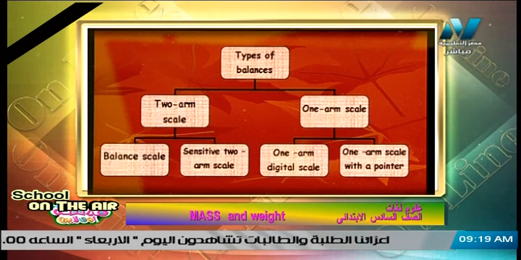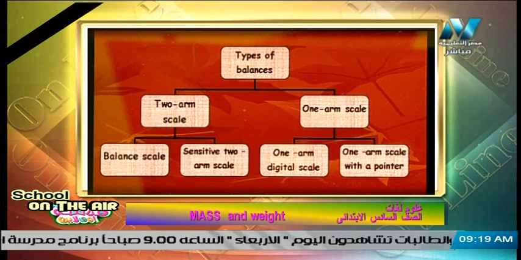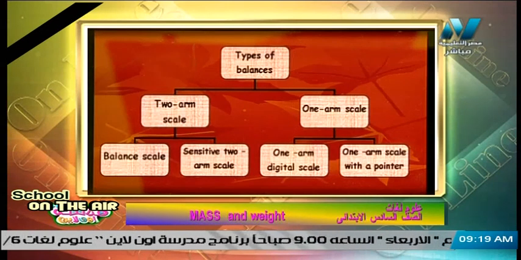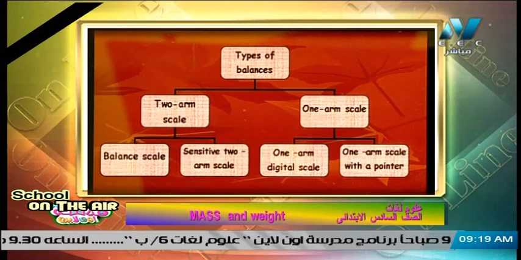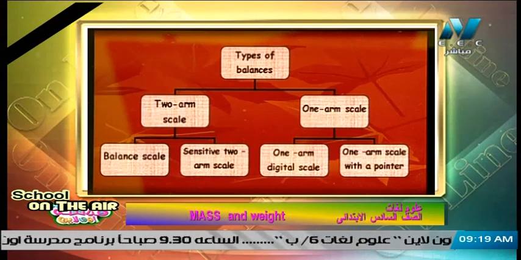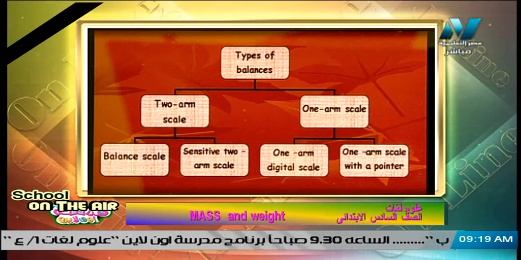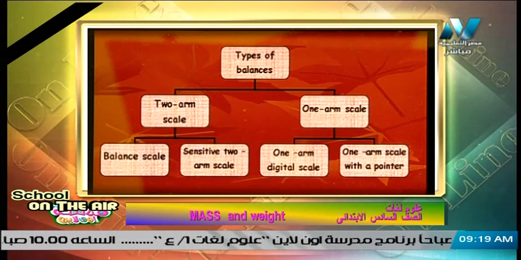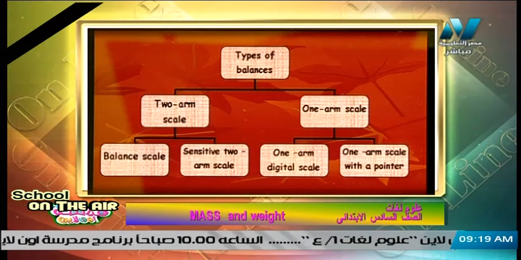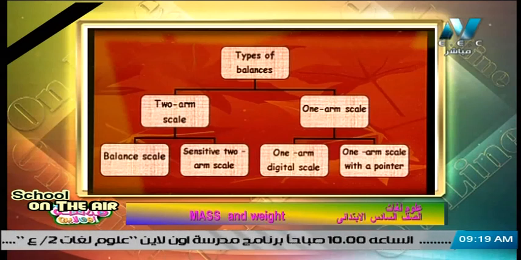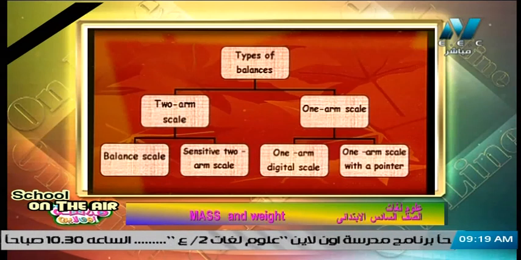The second type is the one arm scale. One arm scale digital. We used to see this digital scale with the man who sells the jewels. Number 2, one arm scale with pointer.